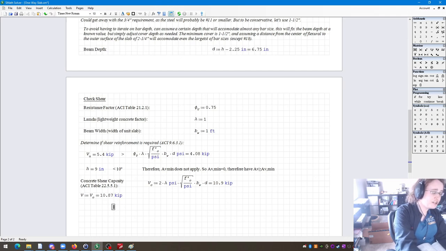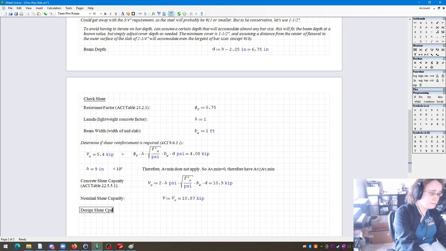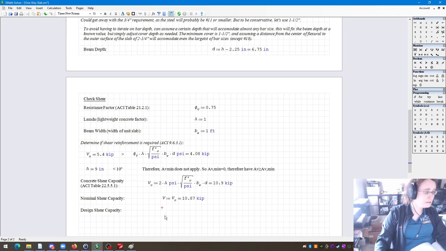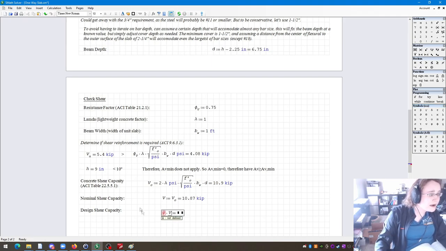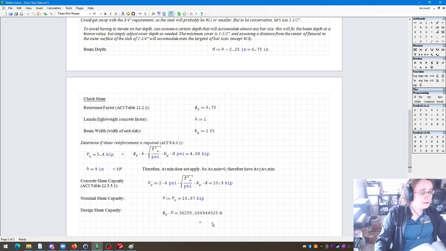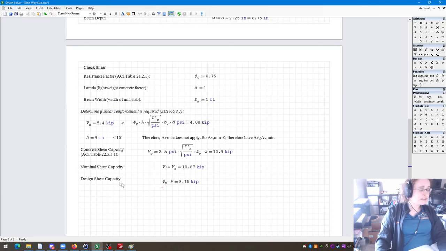Then we need to find our design shear capacity. So let me label this: nominal shear capacity of 10.87 kips and a design shear capacity, which is phi Vn. If we get that, and then decimal place 2, and we want this in units of kips. So our Vu is 5.4 kips.